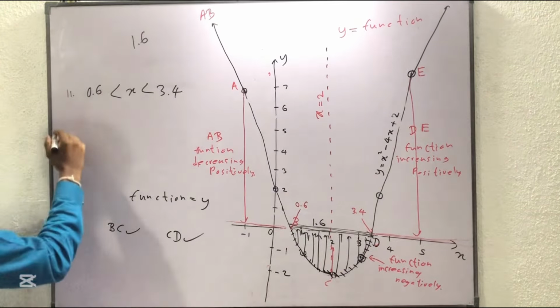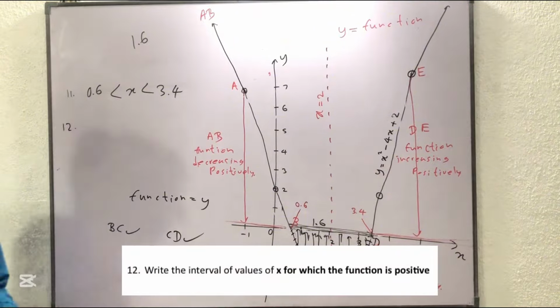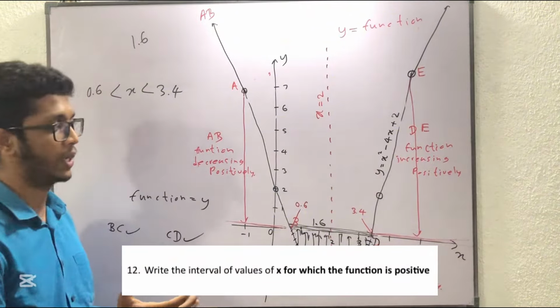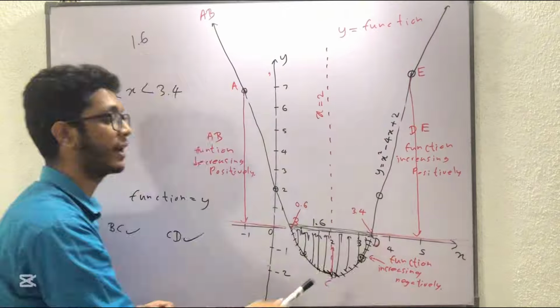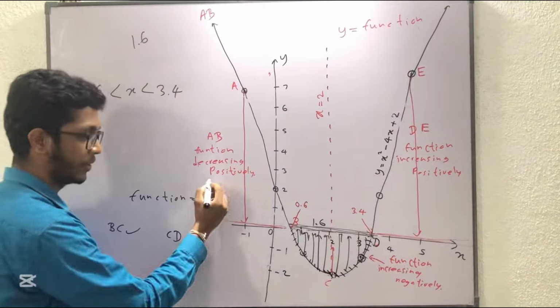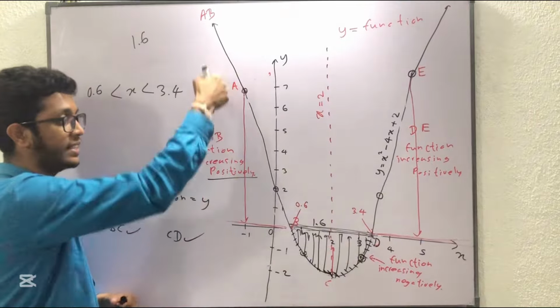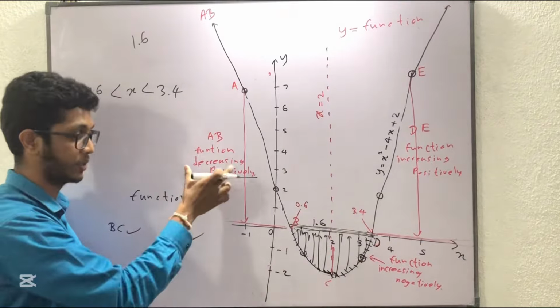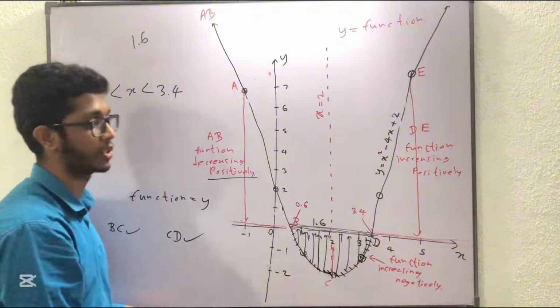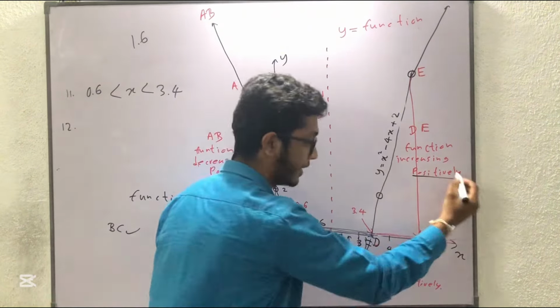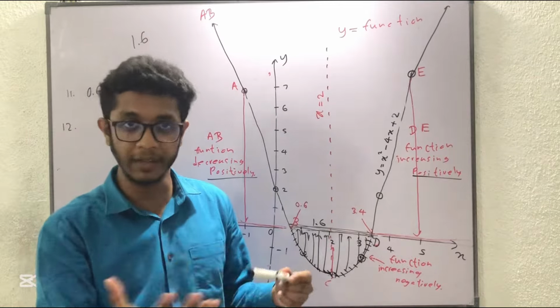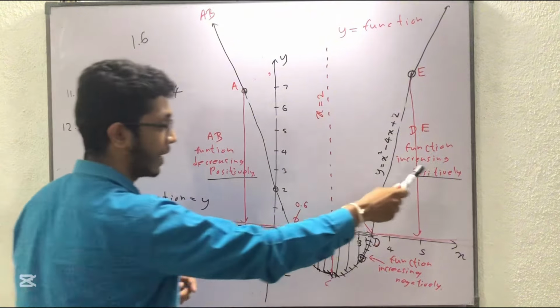Then question number 12, they ask us to get the x value range for the function positive. Function positive means AB part and DE part. Positive here, positively. Function decreasing positively, that is the AB part. So positively means y values are positive. Here the DE part represents function increasing positively. Increasing or decreasing, but the y values are positive. Here y value positive, here y value positive.